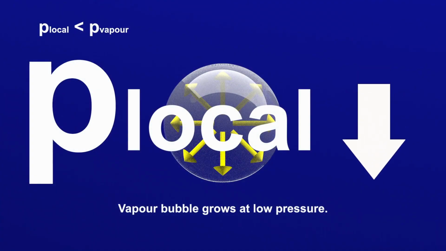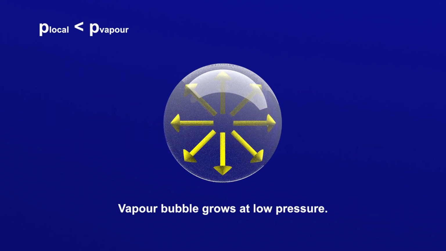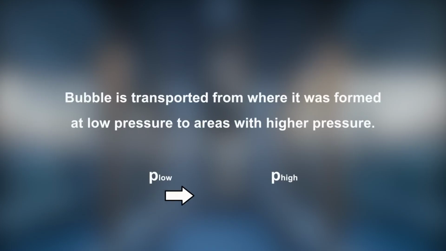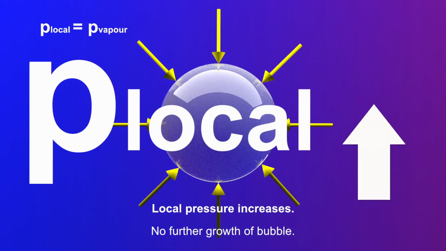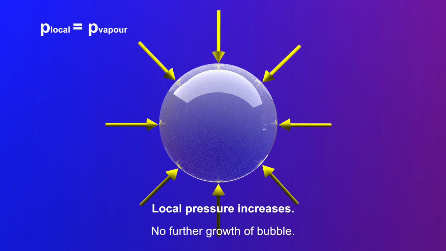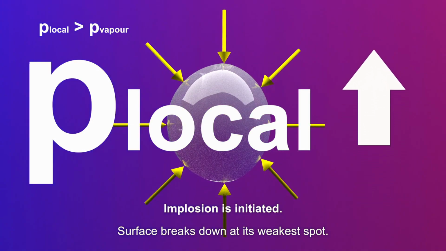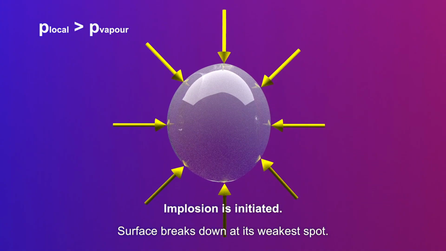If the local pressure decreases below the vapor pressure, water evaporates. A cavitation bubble is forming, is growing larger, and is transported with the flow to a region with a higher pressure. The bubble stops growing. If a local pressure exceeds the vapor pressure, vapor condenses, starting from the bubble's wall. Its surface starts to break down at its weakest spot.